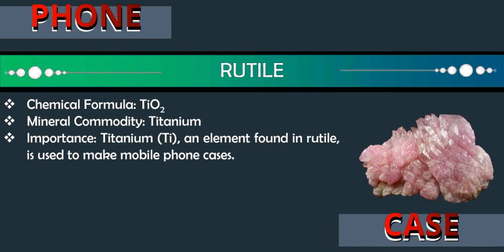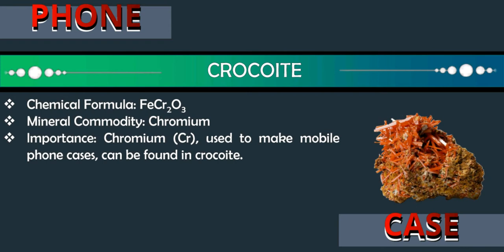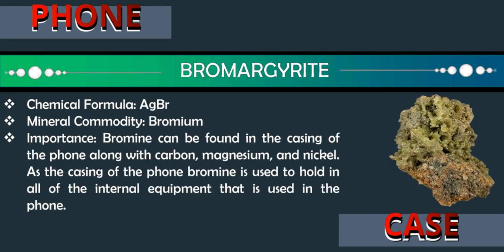Next, rutile, a source of titanium, which is also a crucial element for most phone cases. The awesome thing about rutile is that it is fittingly named from Latin rutilus, which means red, and rutile, oh, I don't know about you, but it's pretty reddish. Second to the last mineral, crocoite, which is comprised of lead, oxygen, and chromium, the latter of which, just like the previously mentioned elements, is used for phone cases. And lastly, we have bromargyrite, composed of silver and bromine. Bromargyrite's bromine content is used in phone cases alongside other elements such as carbon, magnesium, and nickel.